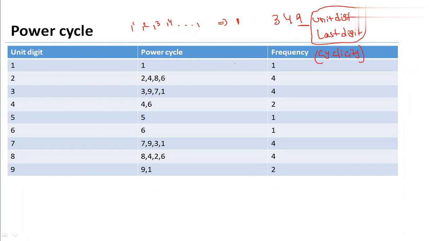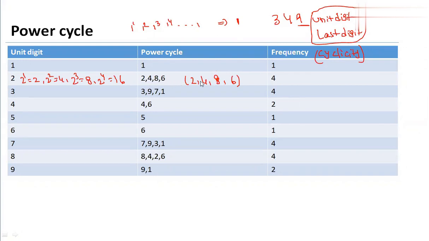So the unit digit is 1. 1 power anything you take is nothing but 1 only. That means the power cycle of 1 is 1, and the cyclicity or frequency is 1. Now you see here, 2 power 1 is 2, 2 square is 4, 2 cube is 8, 2 power 4 is 16. Since I concentrate on the units places, I have taken 2, 4, 8, 6, not 16. Why? Because in 16, what is the units place or last place? That is nothing but 6.